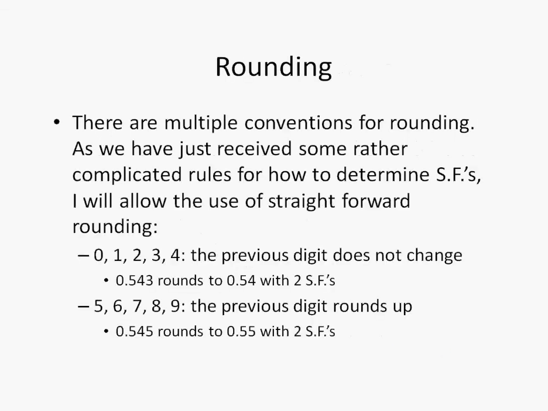I'm going to mention rounding here real quickly. There are multiple conventions. In other words, there are different ways to perform rounding. We've already just gotten through a rather complicated set of rules for managing sig figs in our measurements, so I am going to allow the use of straightforward rounding. In other words, if it's a 0, 1, 2, 3, or 4, the previous digit doesn't change. For instance, if I have 0.543, it would round to 0.54 with 2 sig figs. And if I have a 5, 6, 7, 8, or 9, the previous digit will round up. So 0.545 rounds to 0.55 with 2 sig figs.